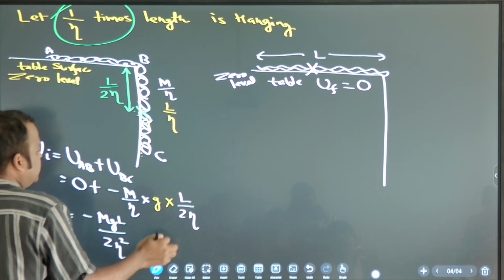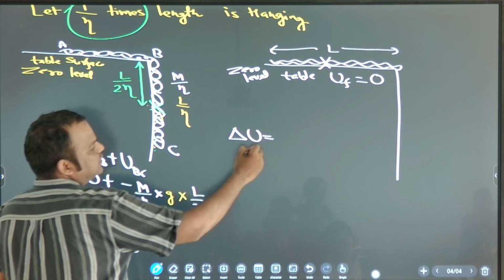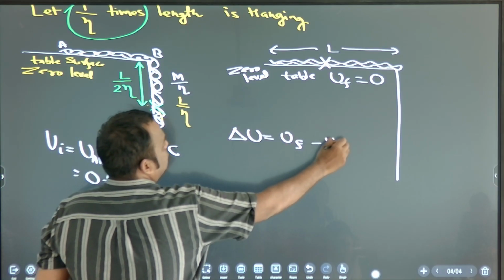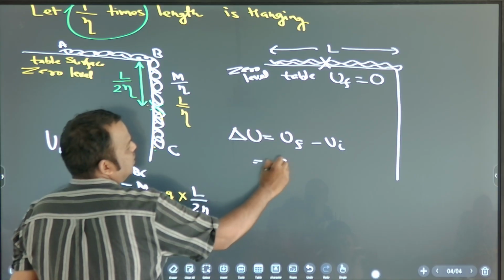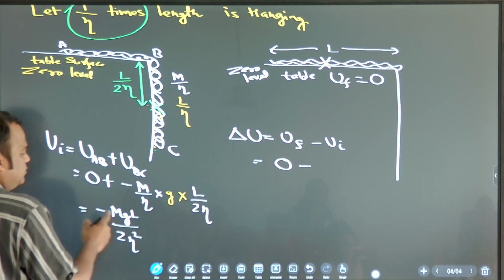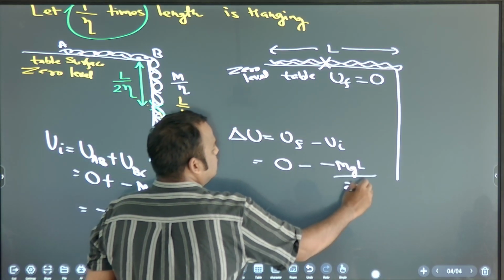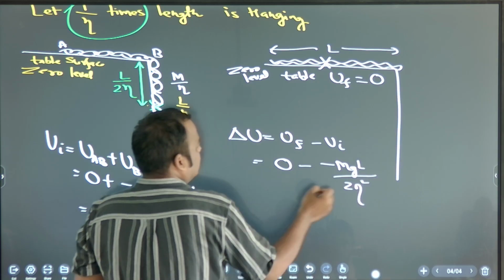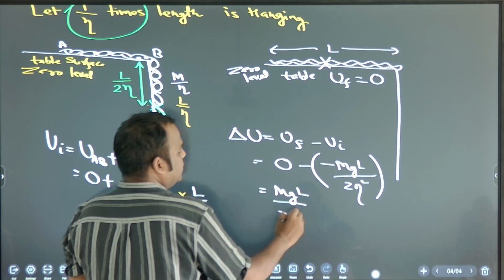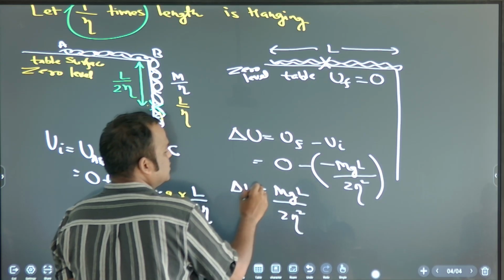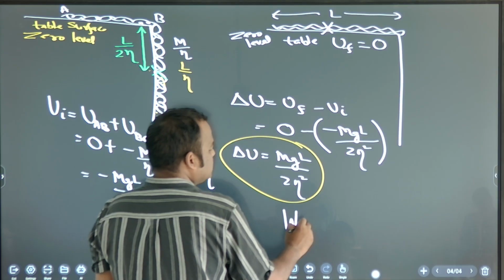So what is the change in potential energy? U final minus U initial. U final is 0 minus U initial, which is minus mgl by 2 eta square, so minus minus plus. So delta U is mgl by 2 eta square. Okay, this is delta U. So what is the work done? External work done.